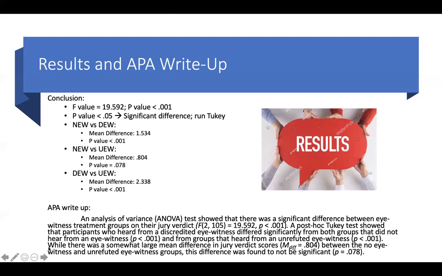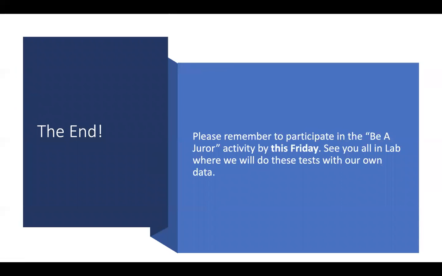And then you can discuss the thing that wasn't significant. You can say, well, there was a somewhat large mean difference in jury verdict scores between the no eyewitness and unrefuted eyewitness group, but the difference was not found to be significant. You don't have to talk about results that weren't found to be significant, but it doesn't hurt. The end, see, short video.